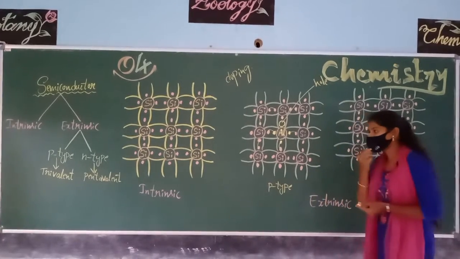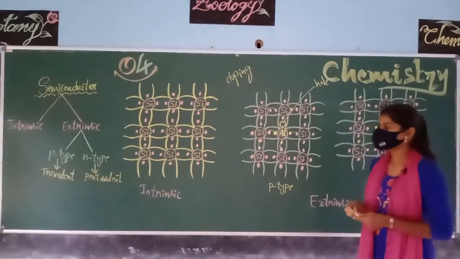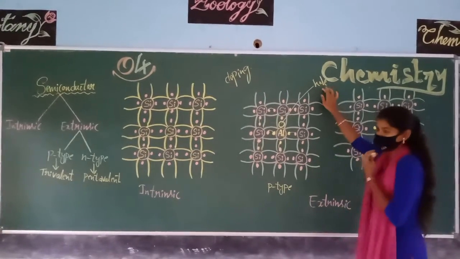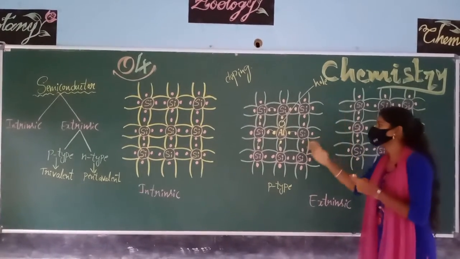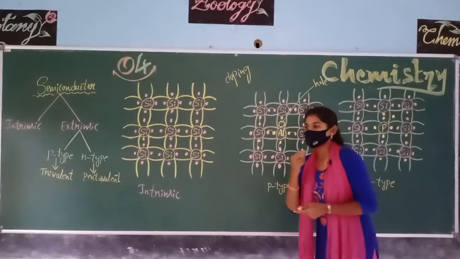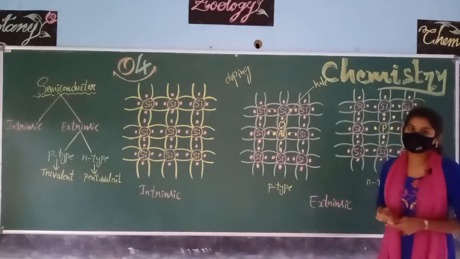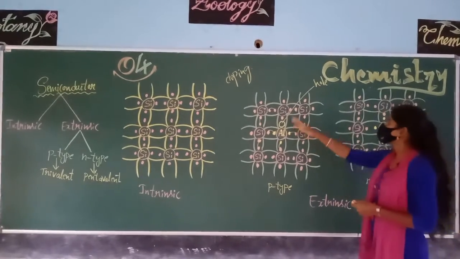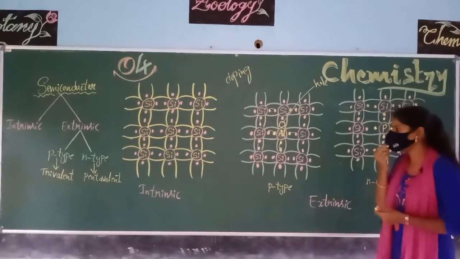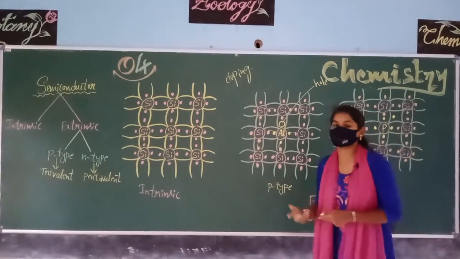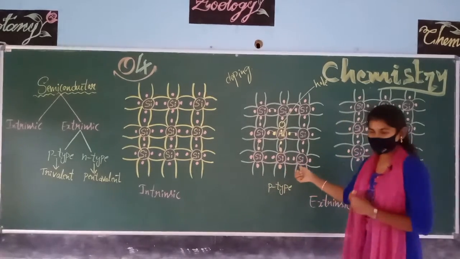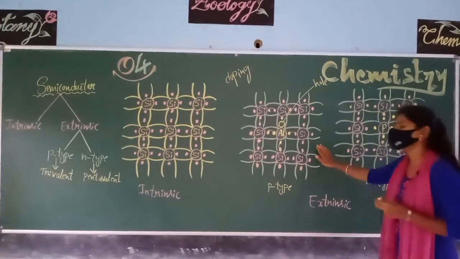So by adding the trivalent elements to the p-type extrinsic semiconductor, a hole is generated. Because they have only 3 electrons, silicon is having 4 electrons. So one is not sufficient, so the hole is formed. By forming this hole, we can increase the conductivity. So this is about the p-type semiconductor, where we are adding the trivalent elements.